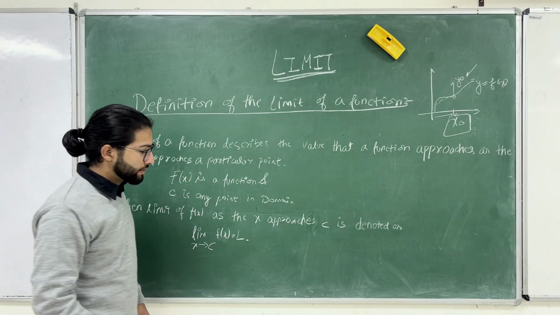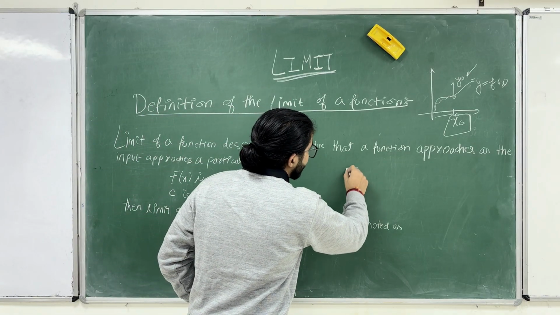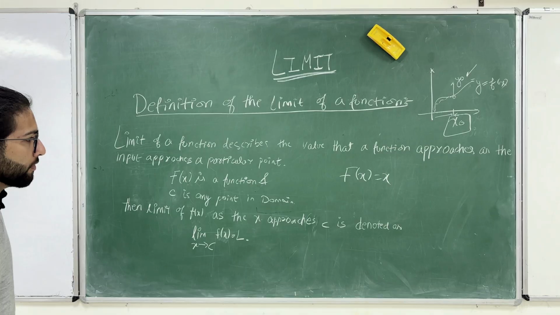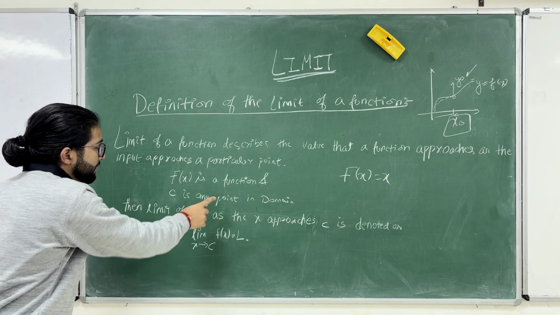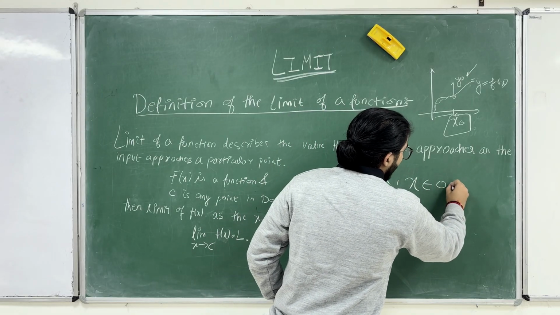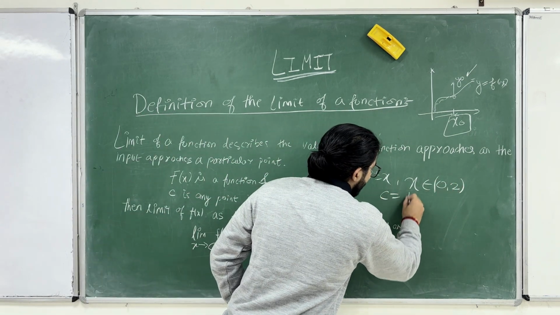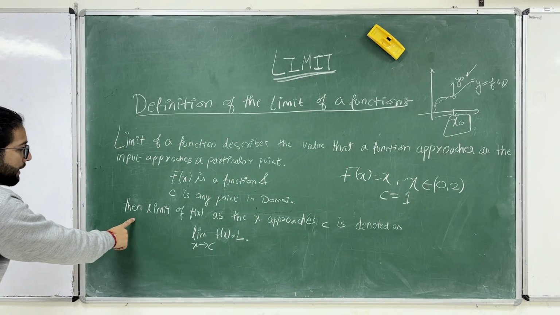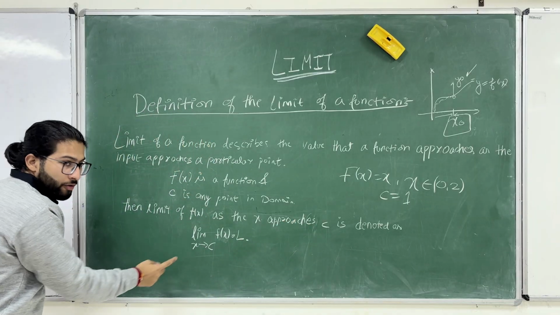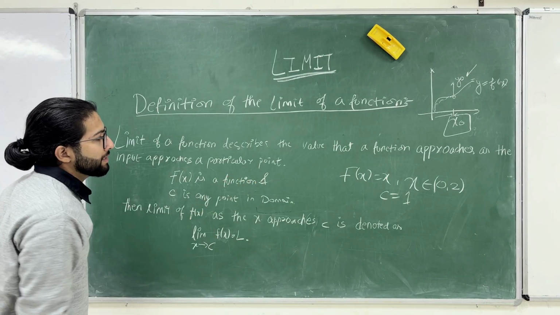When f(x) is given as any function and c is any point in the domain, which means we have any function, let us say f(x) is equal to x, I am taking a very easy example for better understanding, and c is any point in the domain. So first of all let's describe the domain. Let us say our domain is the open interval (0, 2). Then take c is equal to 1. Then the limit of the function f(x) as x approaches c is denoted as limit, and we read it as limit x tends to c, f(x) is equal to x. So from that example it will be very clear.